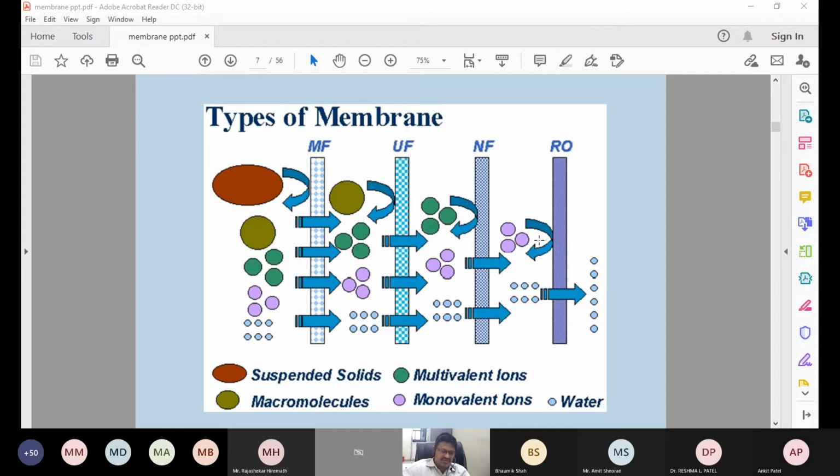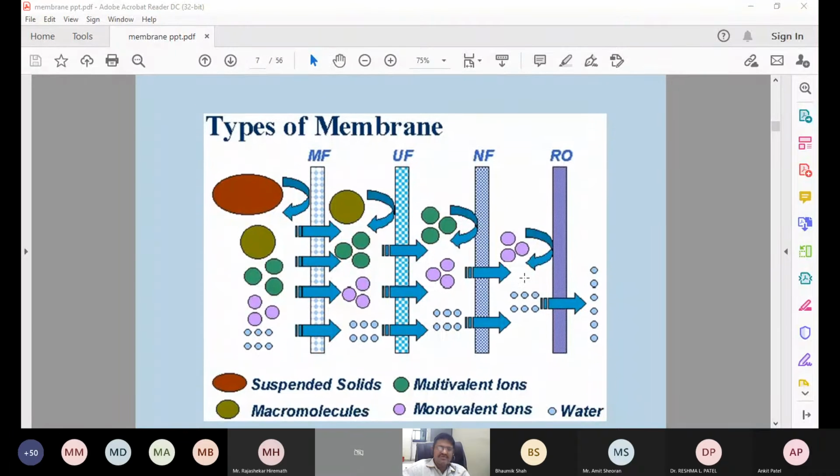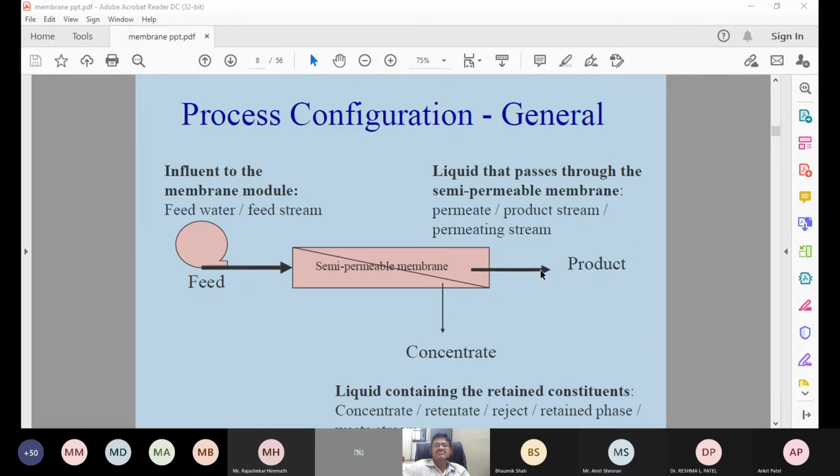RO can also prevent bacteria and viruses from passing through it. So bacteria and viruses also cannot pass through the RO, as we have seen. Now we will see the process configuration. Here the feed is there, and the membranes are here. You see the semi-permeable membrane is there.